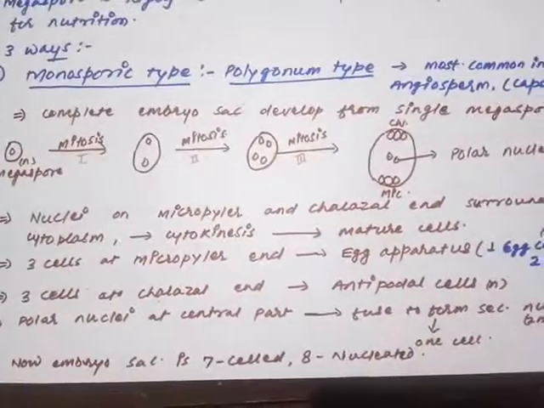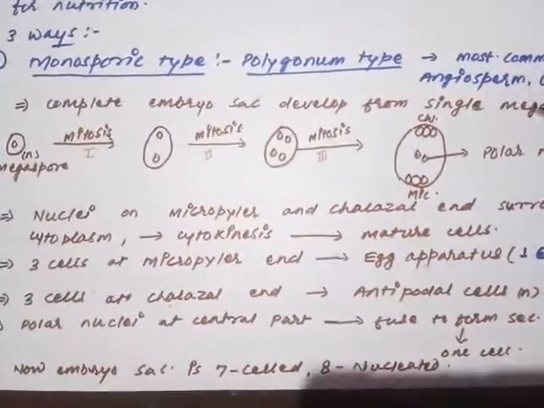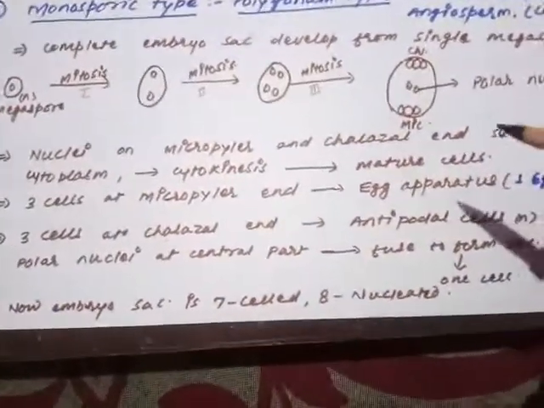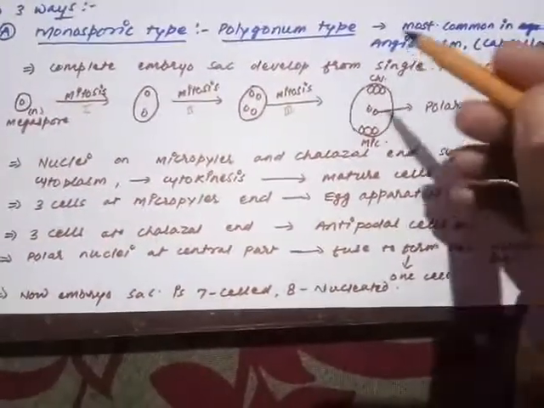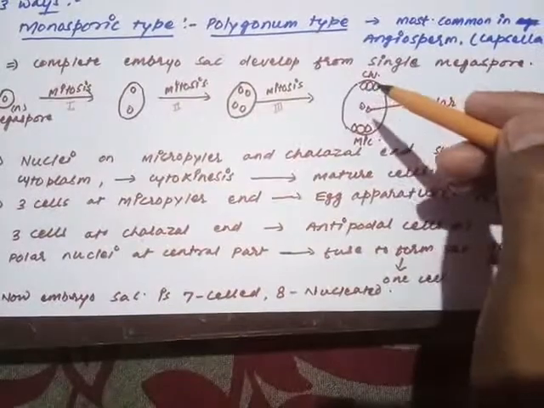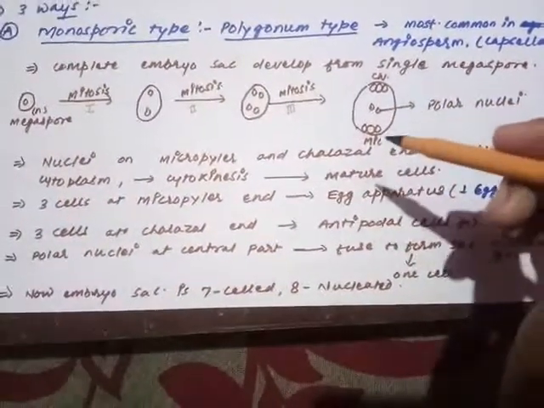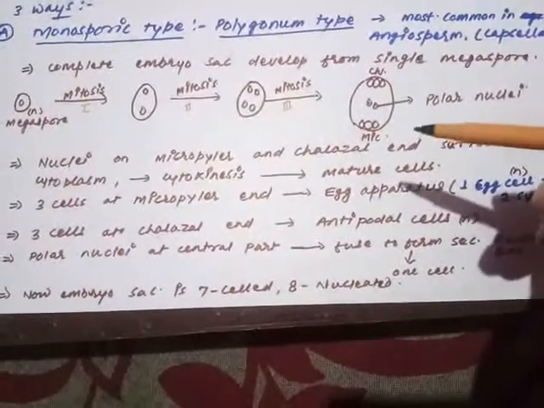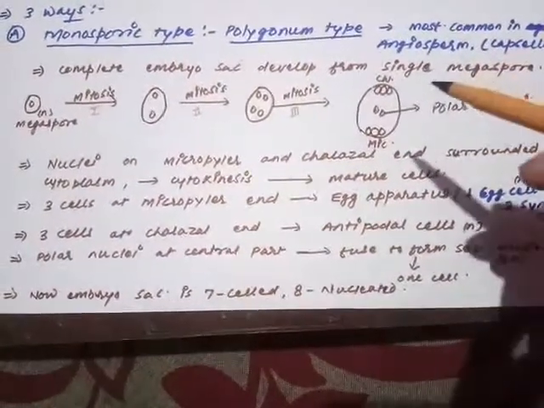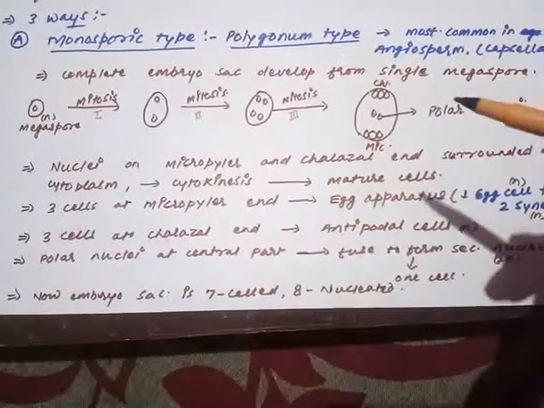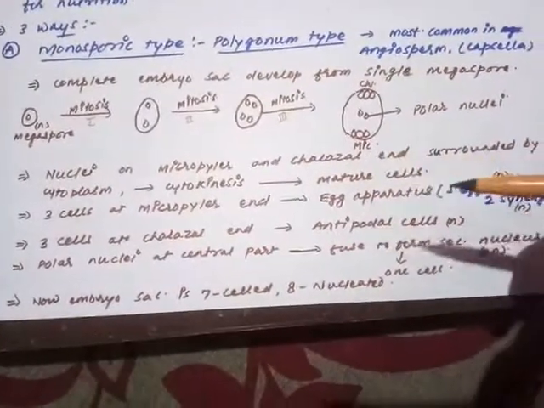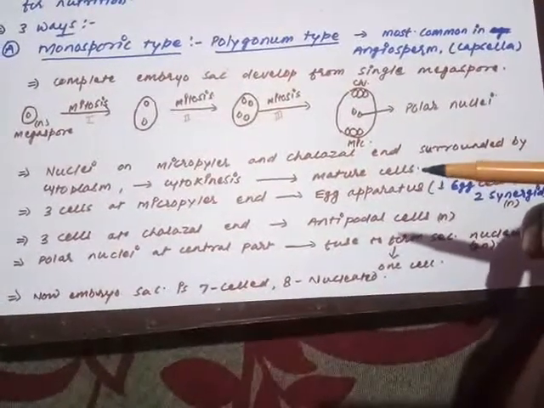So now I am going to make some more things clear about these nuclei. The nuclei present on the micropylar end and the chalazial end get surrounded with cytoplasm. That is a very usual process. After being surrounded with the dense cytoplasm, they undergo cytokinesis, and after cytokinesis they all get converted into mature cells. Are you getting my point?